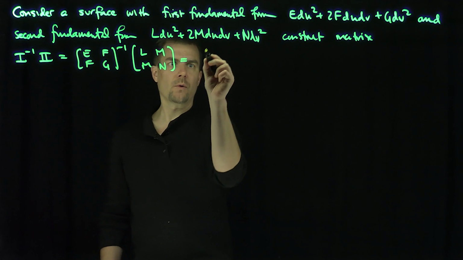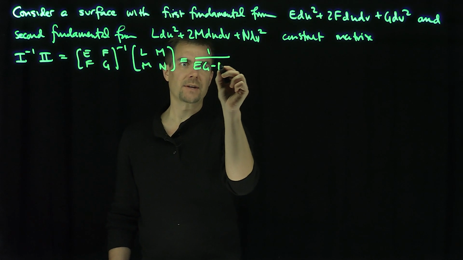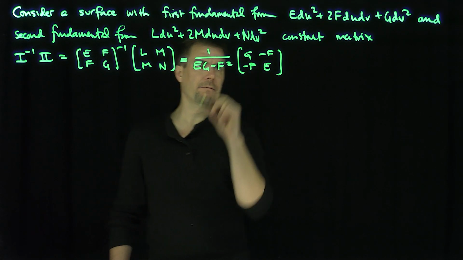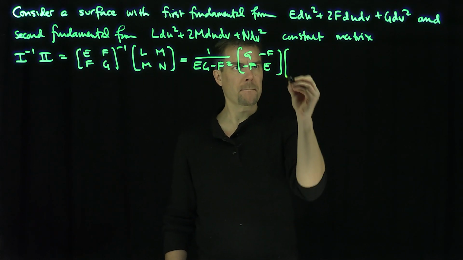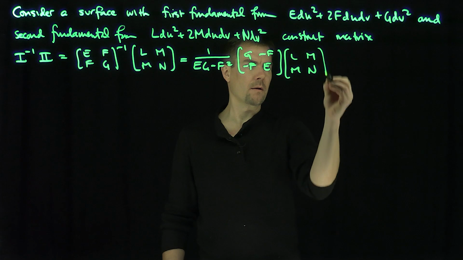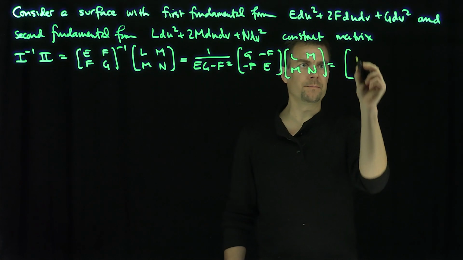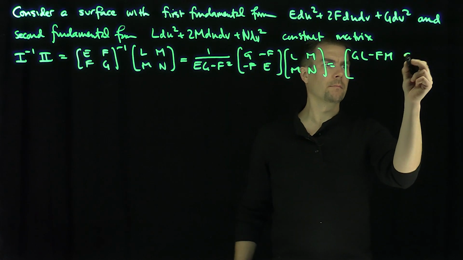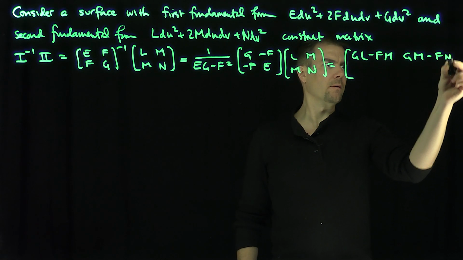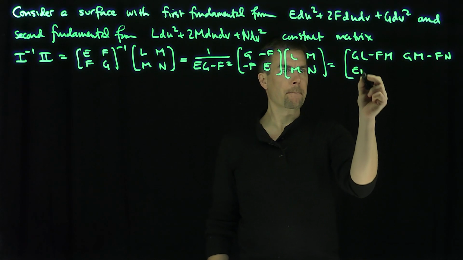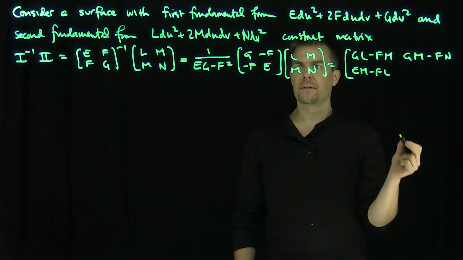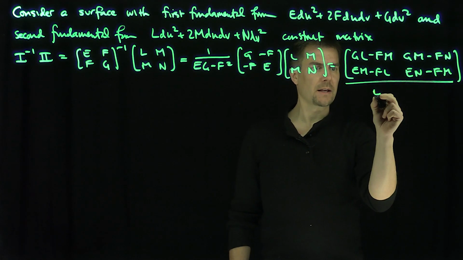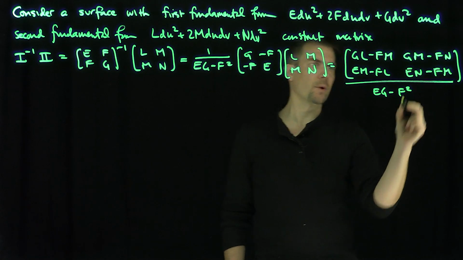And so this, of course, is going to be 1 over EG minus F squared, and then G, E, negative F, hit with L, M, M, N, which is going to be the matrix GL minus FM, and then GM minus FN, and then EM minus FL, and then EN minus FM, all divided by EG minus F squared. Okay?